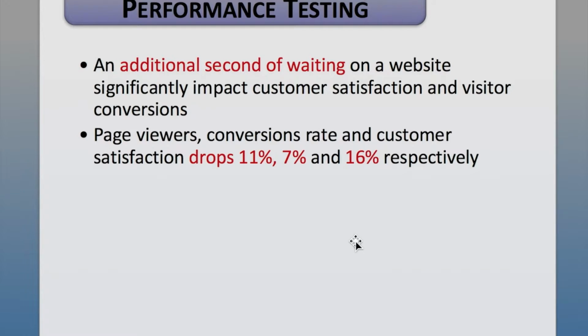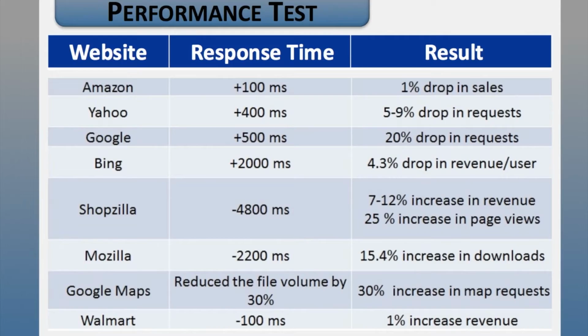And how do I get to these numbers? We have certain business cases for this performance testing. I have taken this list from the website, and you can also get it on Google or maybe any of the internet sites. You can figure out this data. Amazon, if the response time is increased by 100 milliseconds, there's a drop of 1%. Similarly for Yahoo, 400 milliseconds gives a drop of 5 to 9% in requests. Google, 500 milliseconds, 20% drop in requests. People shift to other groups.